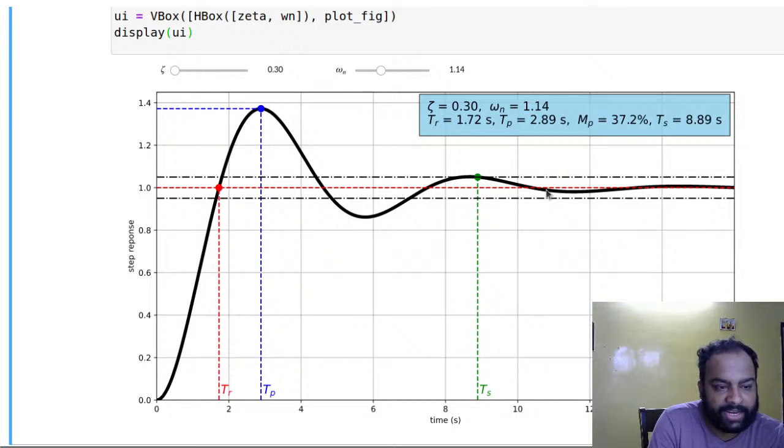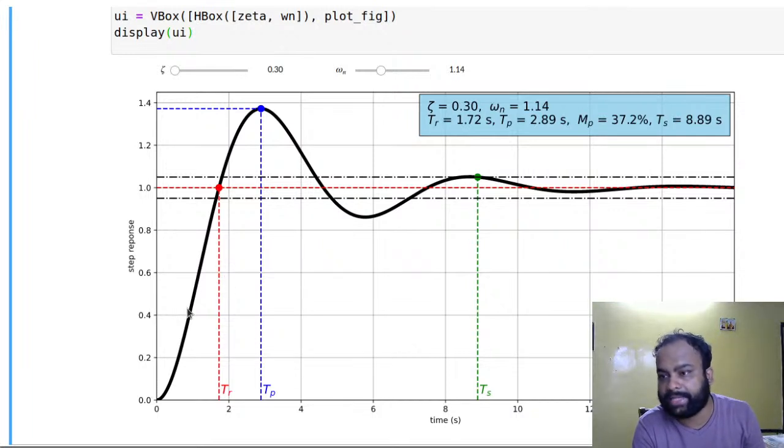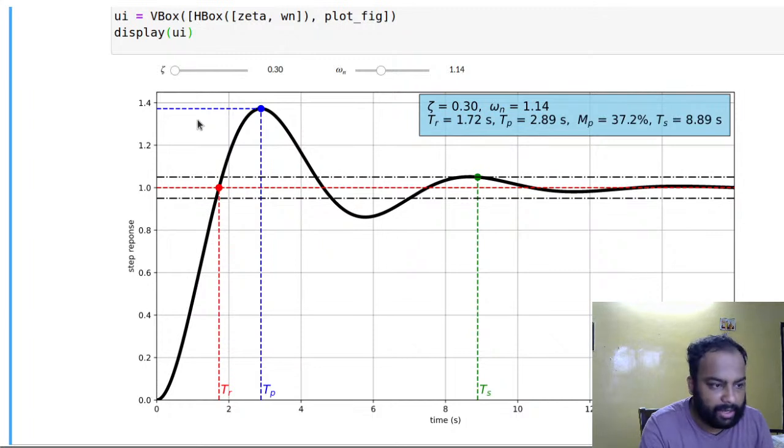What is the final value of the response? That's 1. After a certain amount of time has elapsed, the output reaches the supposed final value for the first time. This time is known as the rise time. So this is the amount of time the system takes to rise up, in a sense. So let me just do one thing.